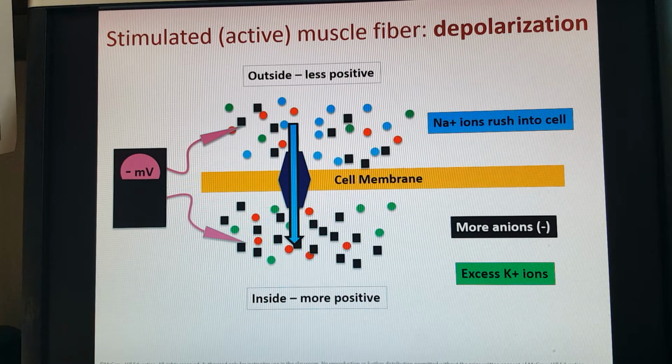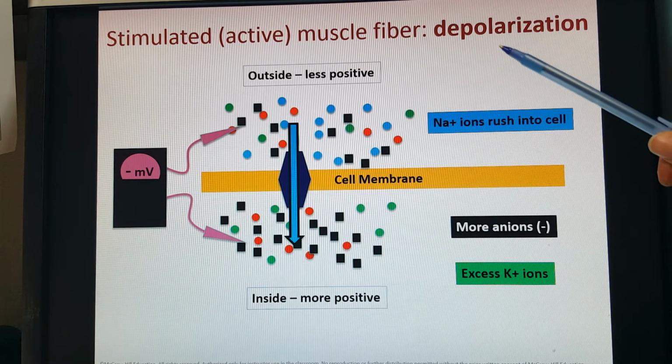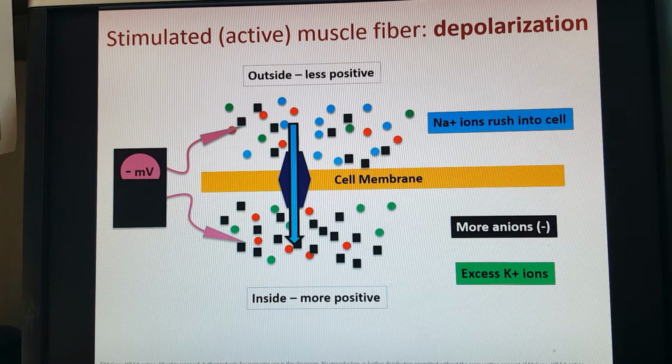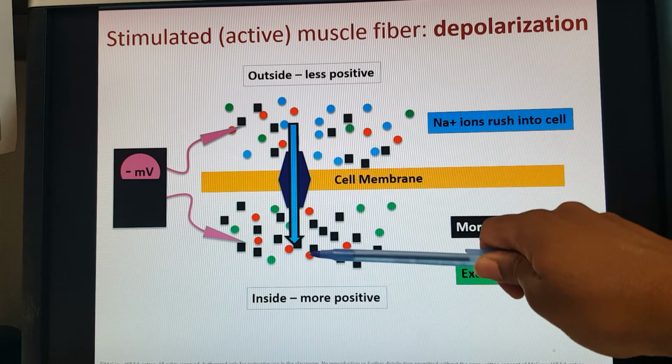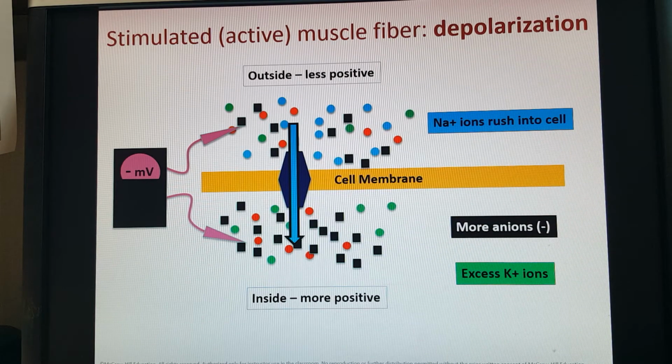When that happens, you have a little bit of movement of sodium and potassium going down their concentration gradients, but it's enough to make the inside of the cell more positive. When that happens, you eventually reach threshold and start off your action potential. So our first step in our action potential is depolarization. So in this situation, sodium ions rush into the cell, going down their concentration gradient, and it's going to make the inside of the cell more positive.